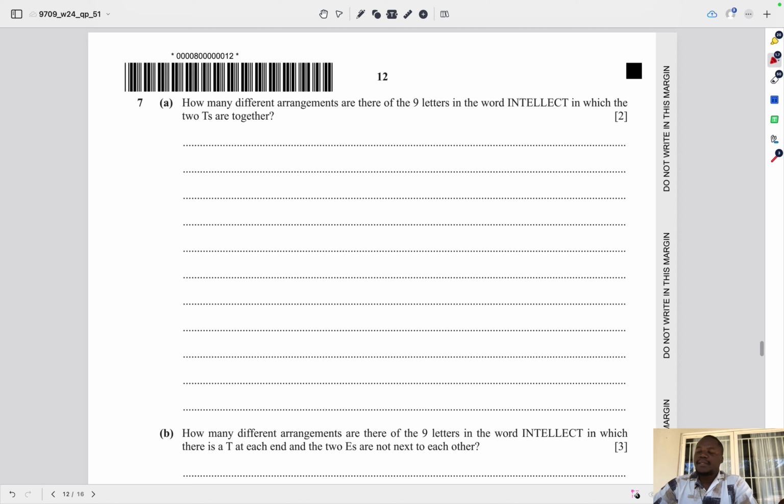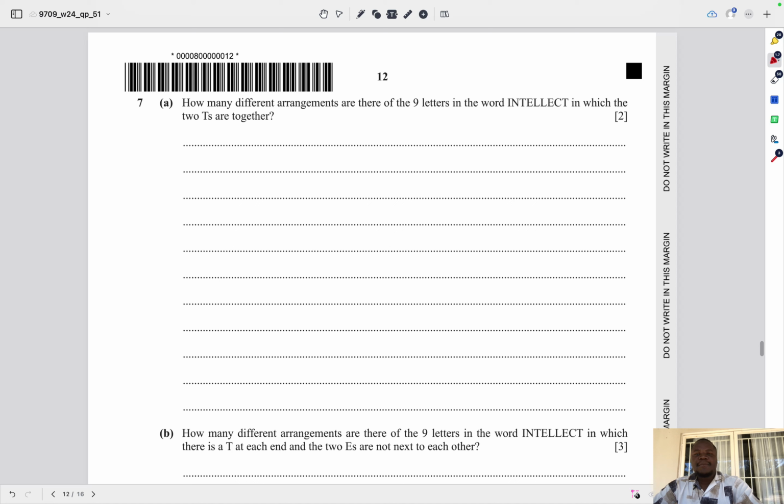So the only question in this paper that is from our topics of focus is question number 7. All the other questions are from other topics that I don't think I probed. So now on permutation and combination is question number 7. And this question says, how many different arrangements are there of the 9 letters in the word intellect in which the 2 T's are together?